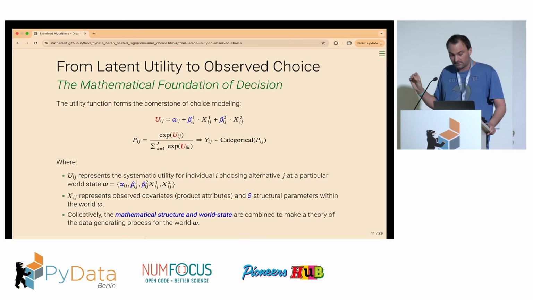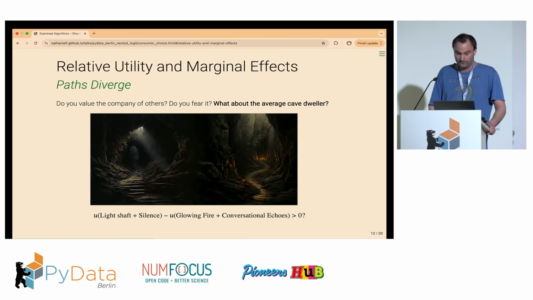That's the mathematical structure, the functional relationships between the observed attributes of those products and the choices that are made in the market. And what we're doing when we fit a Bayesian discrete choice model is to try and infer what are the best values for those blue parameters conditional on the observed patterns of choices we have seen in the data. And that allows us to compare different goods.